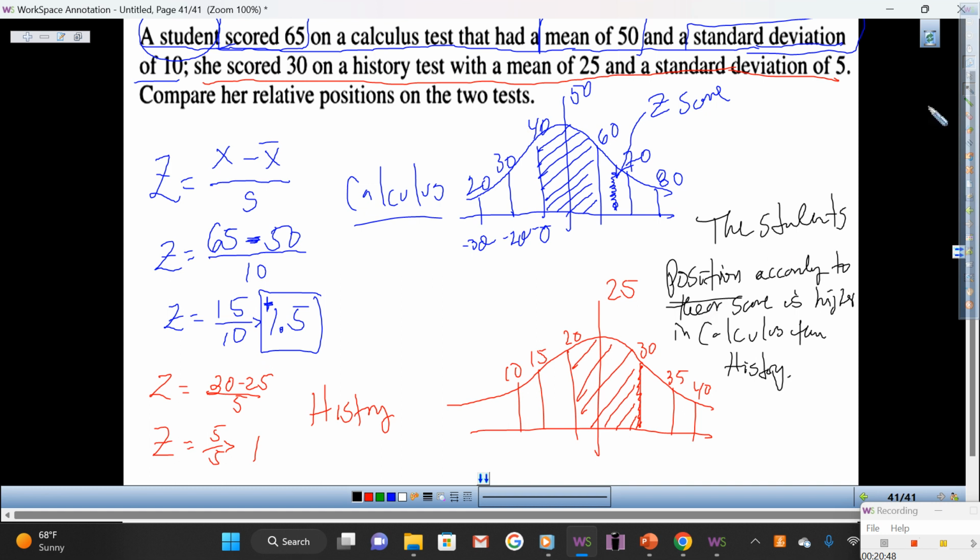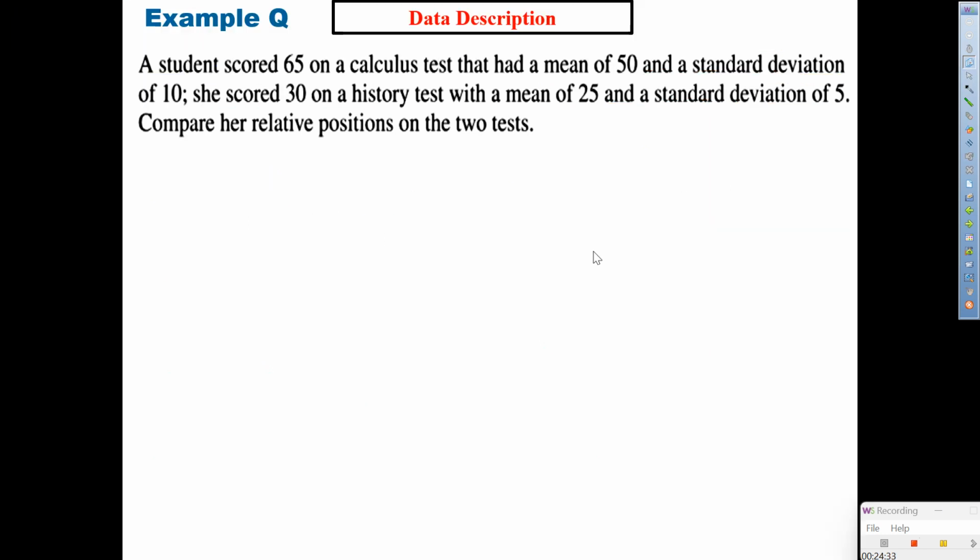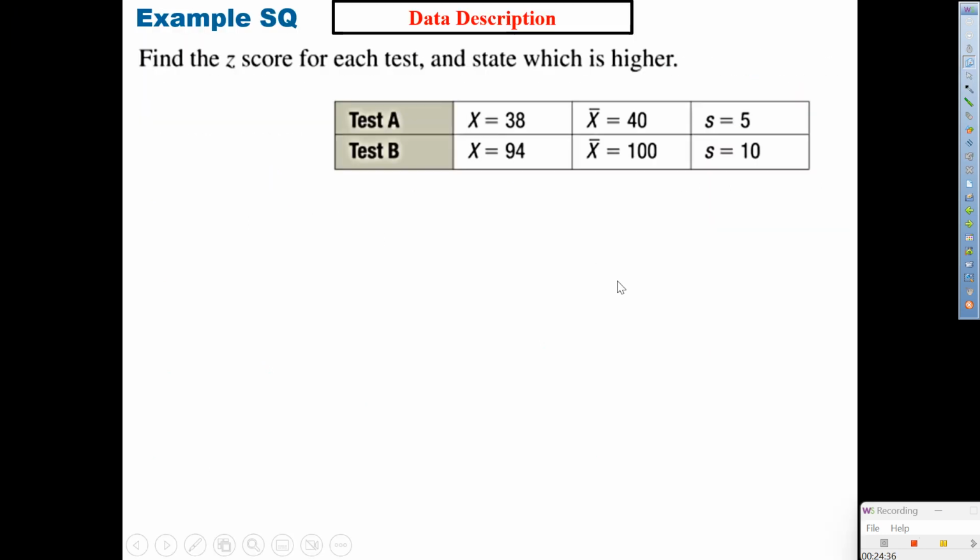All right. So you already sent in your work. Copy this one. Example super Q. It says find the Z-score for each test and state which is higher. Test A and test B. Copy that, and you should be able to finish this within what? Mel, how many minutes? She said 2 minutes. 4 minutes, 4 minutes. Yes?